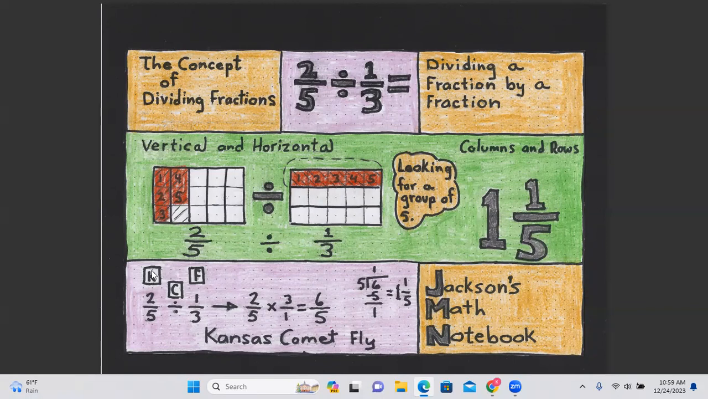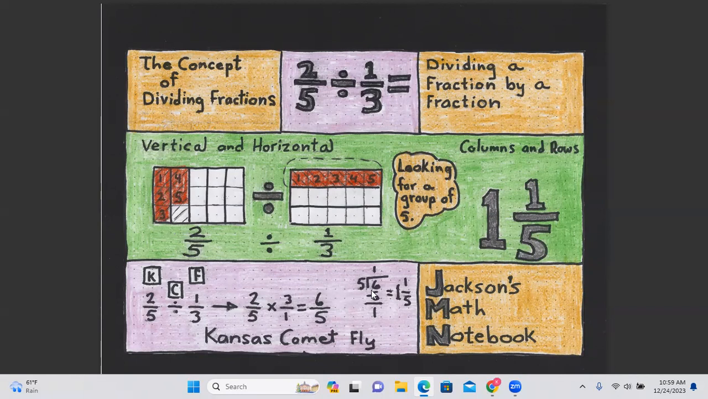And this is why we do our keep, change, flip method. We keep the 2/5, we change division to multiplication, and then we're going to flip 1/3, as you follow the arrow and see right here that we have 2/5 times 3/1, which will give us 6/5, which is an improper fraction. And what we'll do right here, so we have 6/5, and guess what we have right here? 1, 2, 3, 4, 5, 6/5.